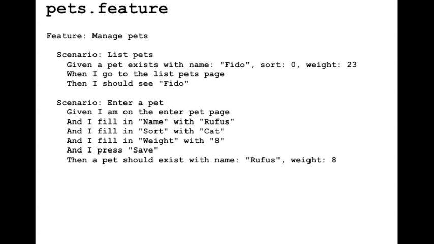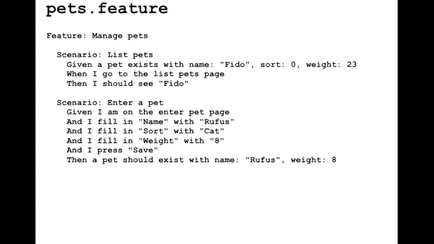So here we have a Cucumber feature file with two scenarios that we want to test: listing pets and entering new pets. So in the first scenario, listing pets, in the first step we say that given a pet exists with name Fido, when we go to the list pets page, we should be able to see Fido. So first we set up the data and then we verify through the GUI. In the second scenario, entering a pet, we say that given we are on the enter pet page and we enter some data and save it. So we enter data through the GUI and then we verify it in the database.